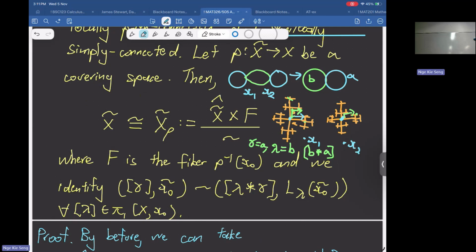Yeah. So let's start with gamma, let's start with alpha comma x1, and see what we want to identify. We already computed the path of B star alpha. We need to check what lambda gamma is here. If you remember, we are sending the endpoint to the starting point. So what's the endpoint of gamma?